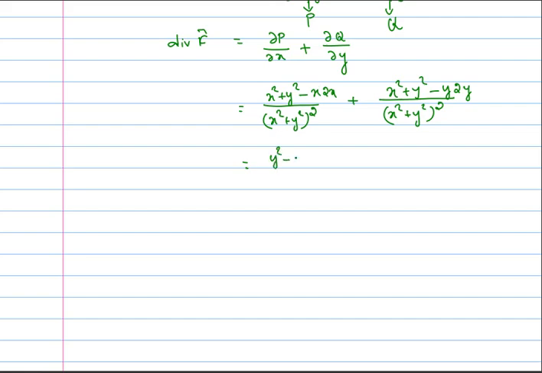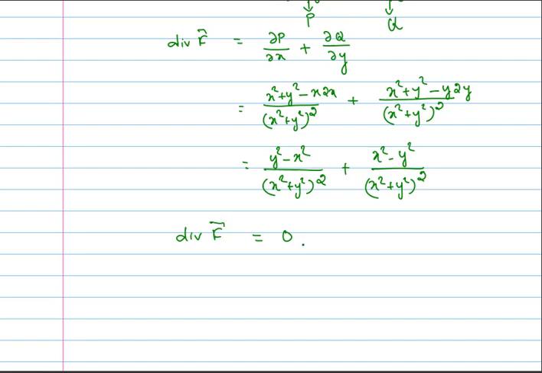So y square minus x square divided by x square plus y square the whole square, plus x square minus y square divided by x square plus y square the whole square. If you add them together, this x square and this x square cancel, y square is cancelled. So the divergence of the vector F is 0. This implies that the fluid flow is incompressible, that is, divergence free.